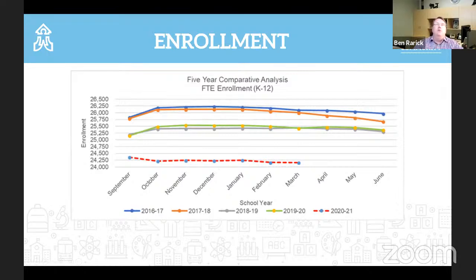Here's how enrollment looks through March when we look at it month to month. The red dotted line is our current year, and you can see it doesn't really follow the same shape. I was a little discouraged by a little bit of a blip there in February and March where we're dipping below the previously established line.